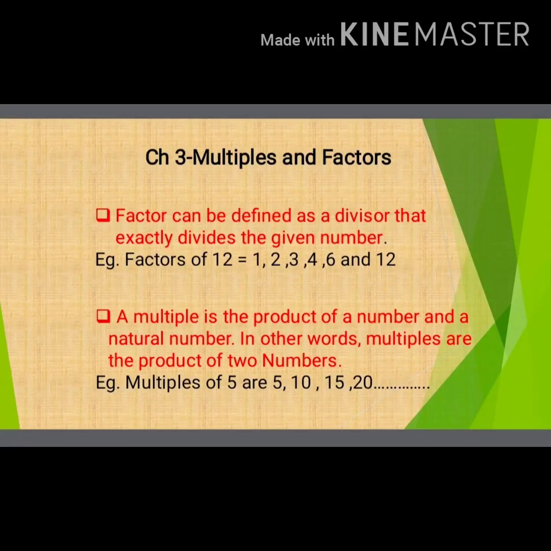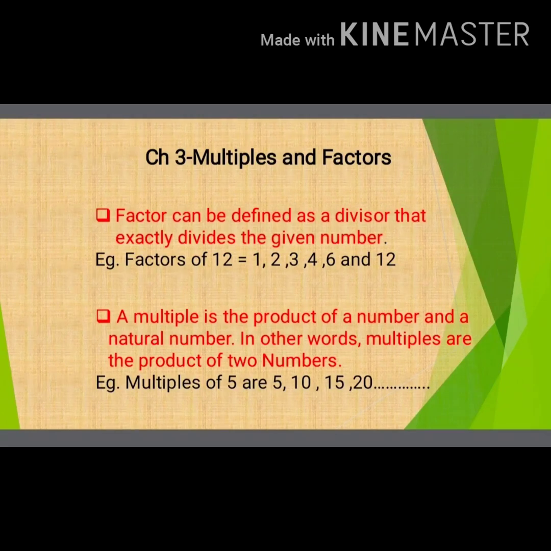In other words, multiples are the product of two numbers. For example, multiples of 5 are 5, 10, 15, 20. Here children, I will explain you all. If I have a number 8, and if I go on multiplying 8 by all the natural numbers, we all are familiar with what are natural numbers. The numbers starting from 1 are all natural numbers.